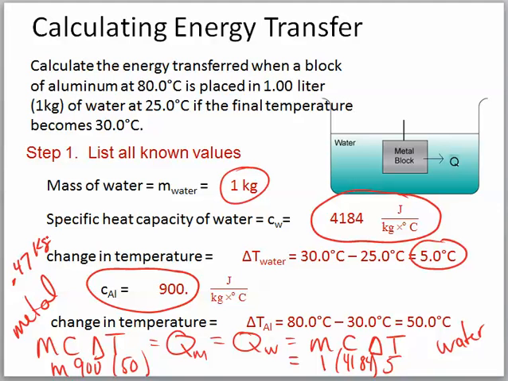But we still haven't really found out what they wanted us to find out. They asked us to calculate the energy transfer. Sometimes we get a little bit ahead of ourselves. Well, to find the energy transferred, we could find the amount of energy that the water took in. And if we take 1 times 4184 times 5, we get that the water took in a total amount of energy of 20,920 joules.